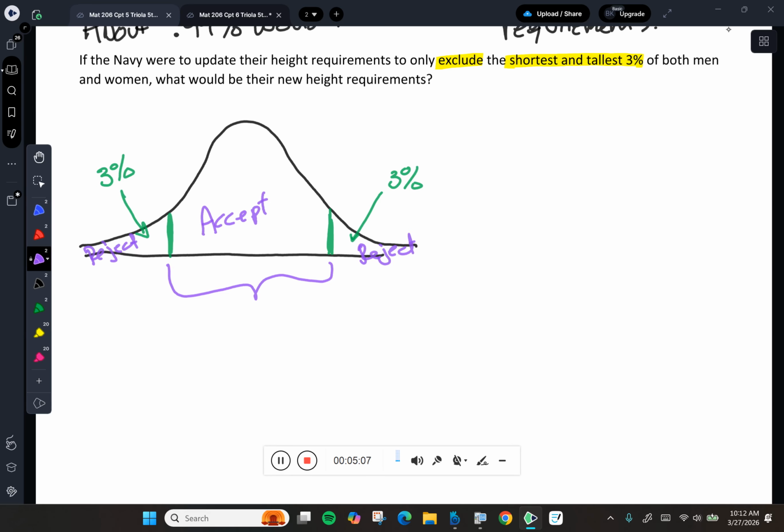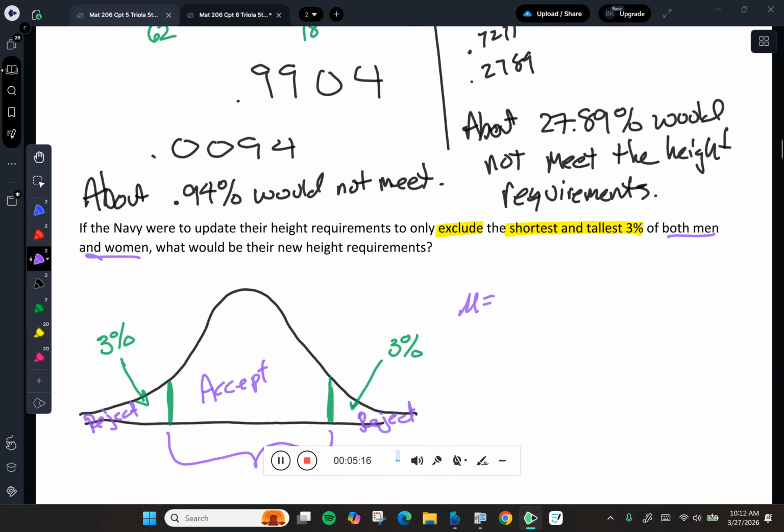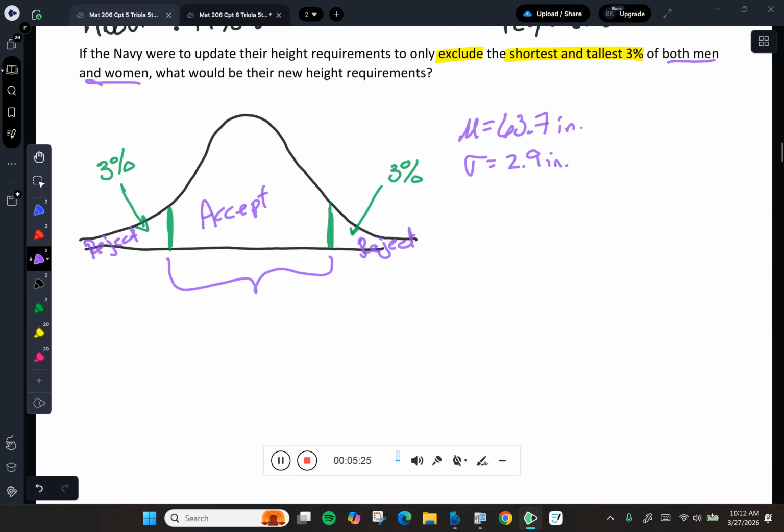Now, they want this for both men and women. This time I'm going to do women first. The mean for women was 63.7 with a standard deviation of 2.9, and these are both inches. So what I want is some number of inches right there that's going to cut off that bottom 3%. I'm going to call that my x sub 1, and I want some number over here, an x sub 2, that's going to chop off that top 3%, right?